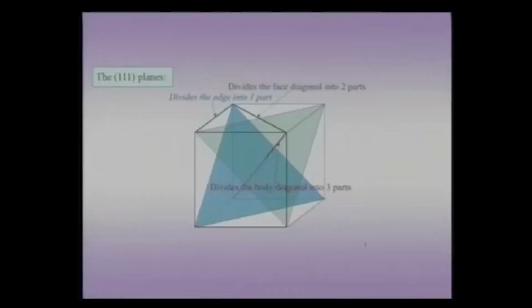Suppose I am talking about the 111 plane, then my face diagonal is divided into 1 plus 1, 2 parts. If I am talking about the edge, it is just divided into 1 part, right. So, this whole thing remains 1 part. Okay. Then the body diagonal is divided into H plus K plus L parts, right. So, therefore, we can get some more useful information in terms of the division of the edge, the face diagonal, and also the body diagonal from the HKL index.